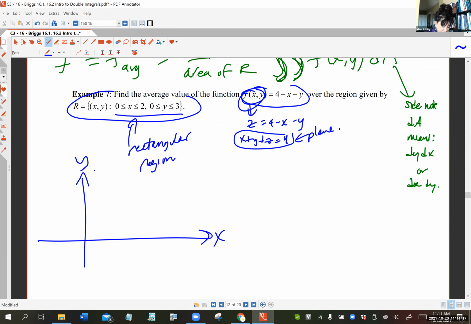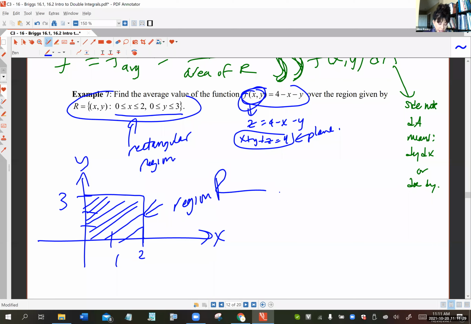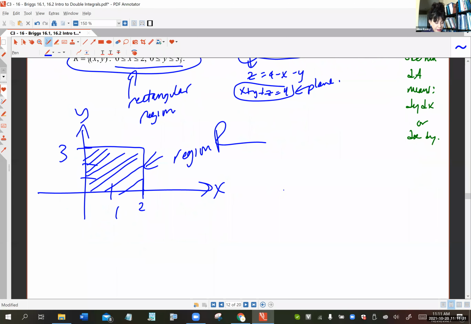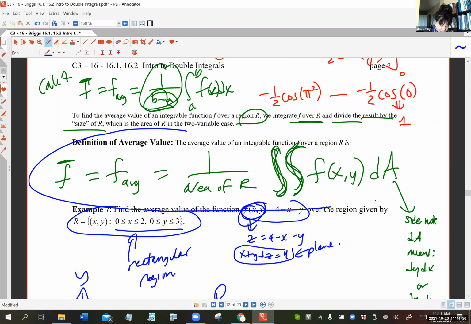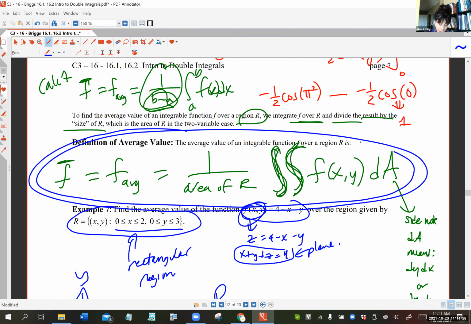So they're telling me that x goes from 0 to 2, and y goes from 0 to 3. And it's understood, since all 4 limits are pure numbers, this is the region R of integration. Nice. What does that mean? Well, it means it's going to be really easy to do this average value formula right here. Let's do part of this formula right now because it's super easy.